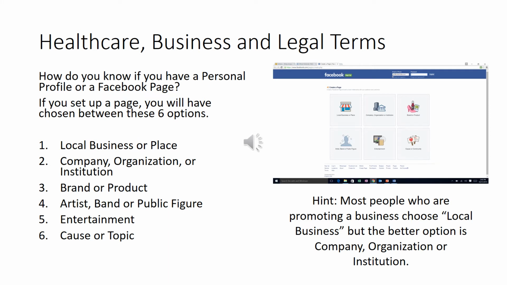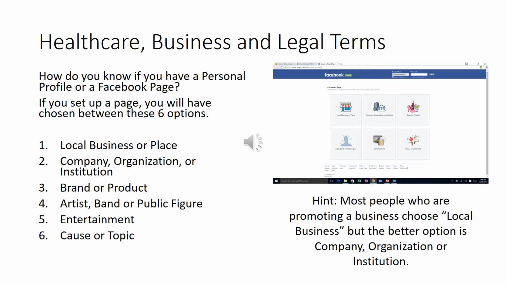However, let's get into some more nitty-gritty points. Do you know if you have a personal profile or a Facebook page? Can you tell the difference? Most people just set up their personal profile. However, if you set up a page, you'll know you did because you had to pick one of these 6 options. So if you think you have a fan page, you probably picked an artist, band, or public figure page. Maybe you picked local business. Most people pick local business or place.